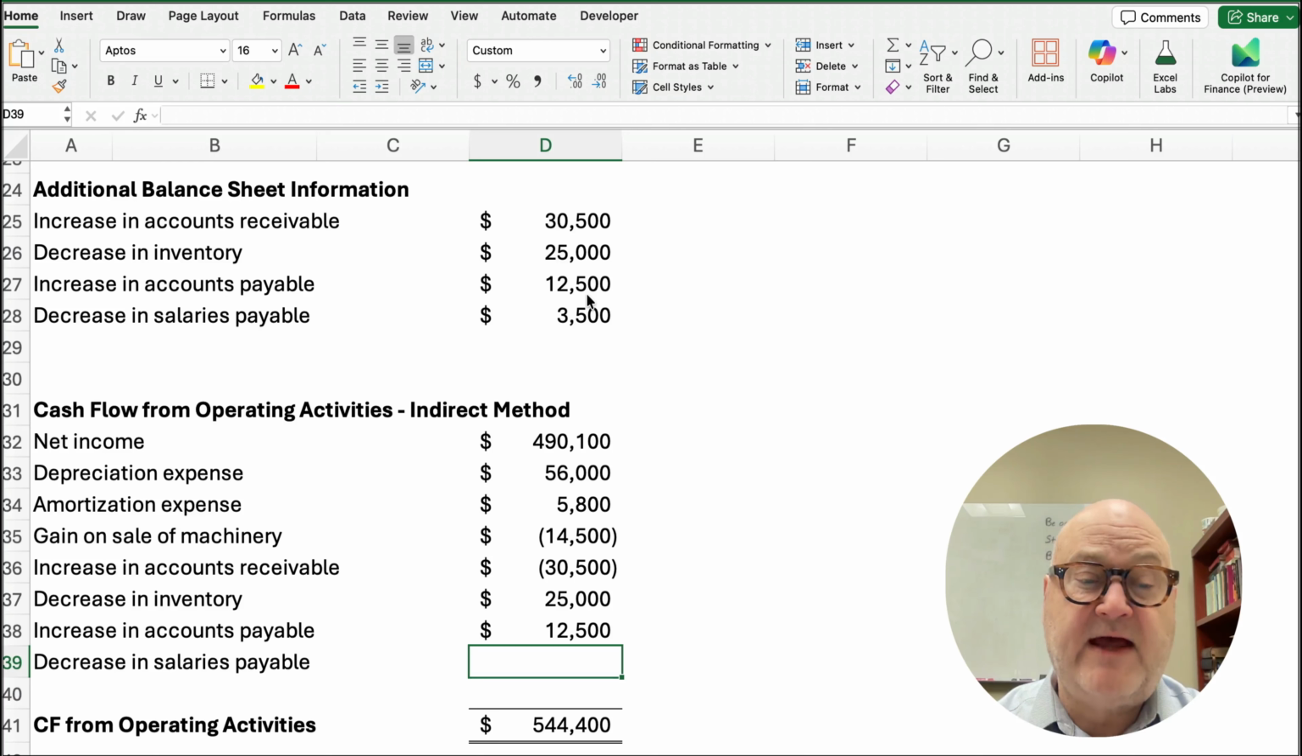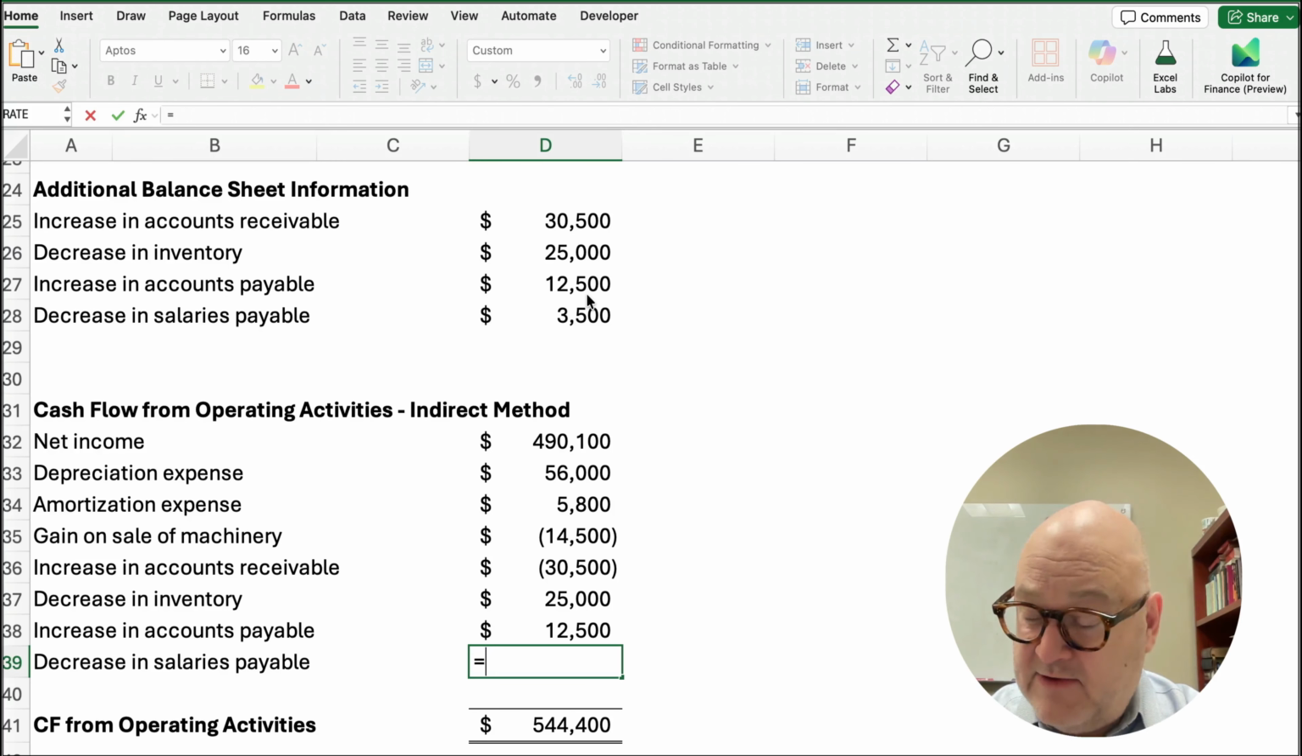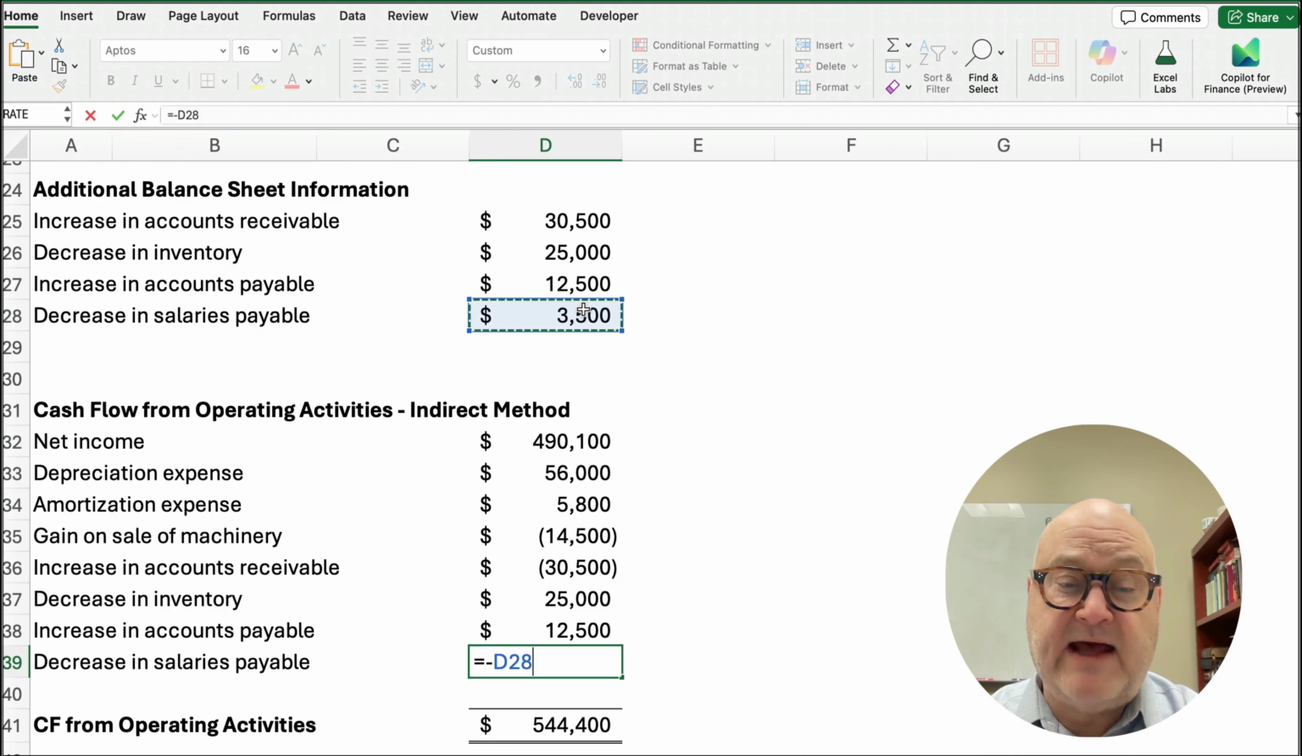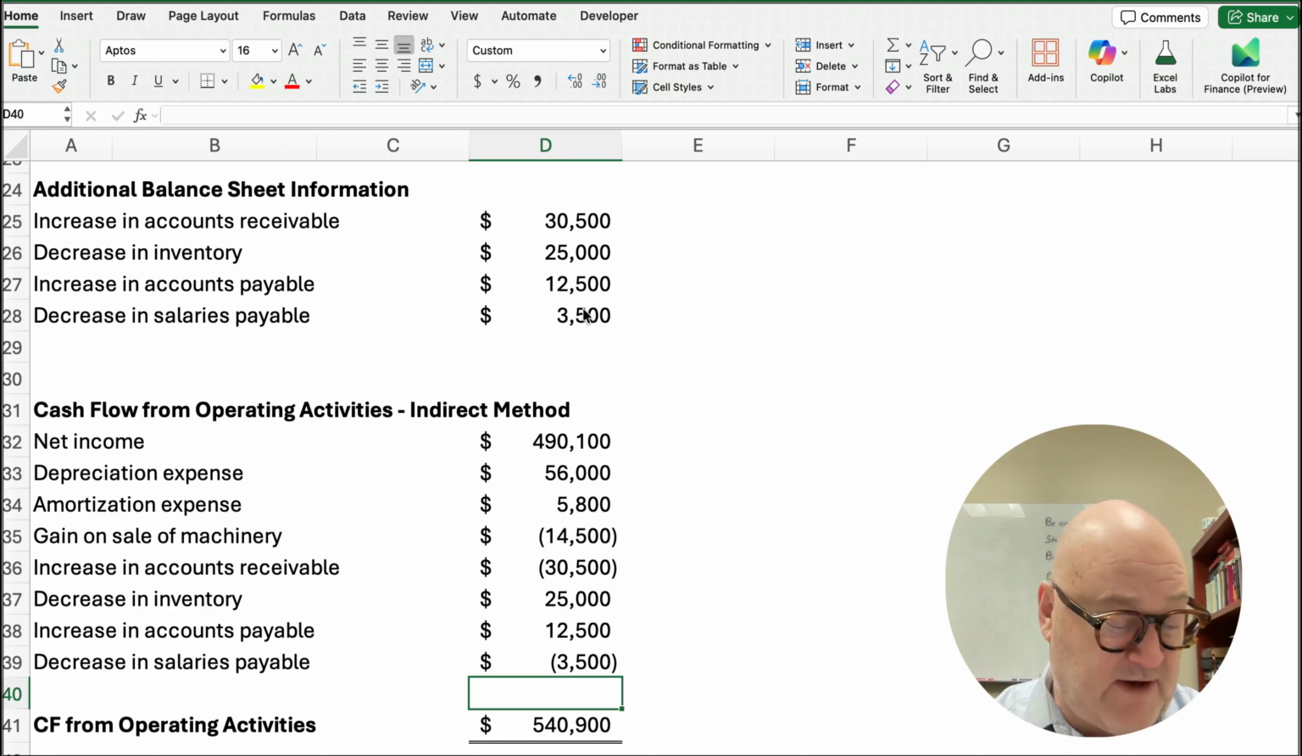And decrease in salaries payable. Now, how do you make salaries payable go down? You've got to pay cash for that. If you're working and you're making a salary, then you're only going to accept cash. They can't say, hey, we've got some extra pins and stickers and we can give you some office swag. You're not going to accept that. It's got to be cash. So cash went down, $3,500.